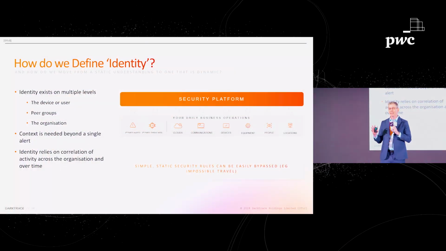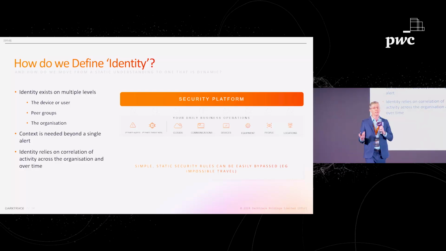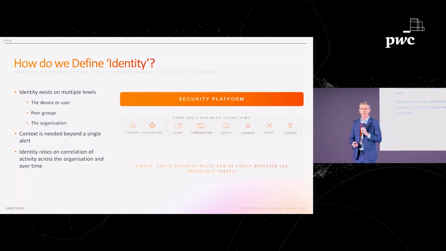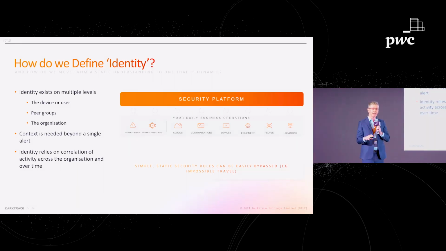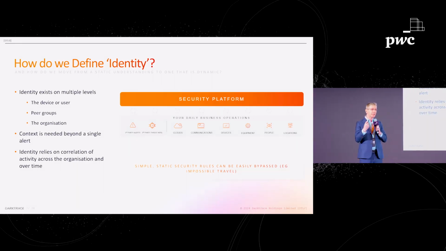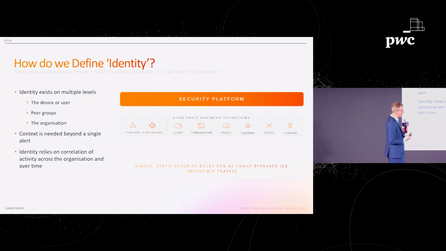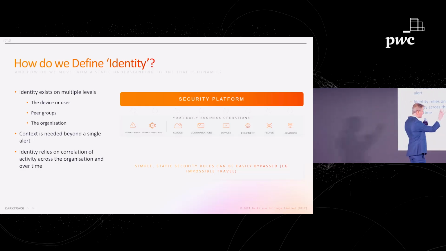But it's really easy to think, well, that's a person or that's a device. And sure, it can be, but it's also so much more. So to understand identity, we need data. Where can that data come from? Well, you can see that down here.